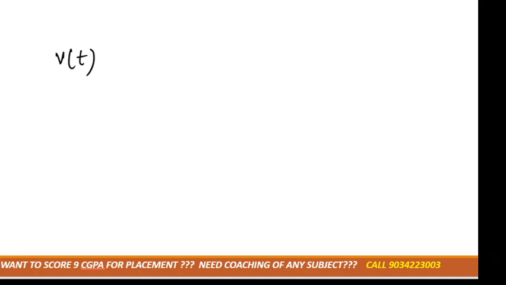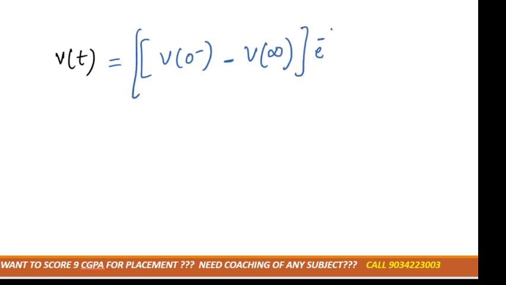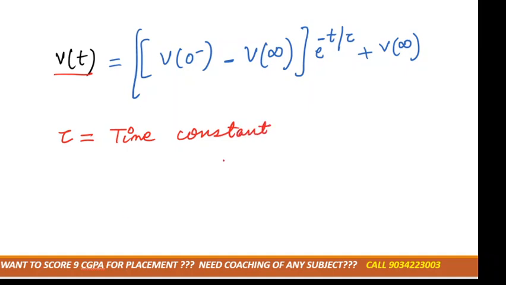Yeah, formula for the V of t, that is V of 0 minus V of infinity, bracket, e raised to the power minus t by tau, plus V of infinity. Okay, right? This was the formula for V of t.